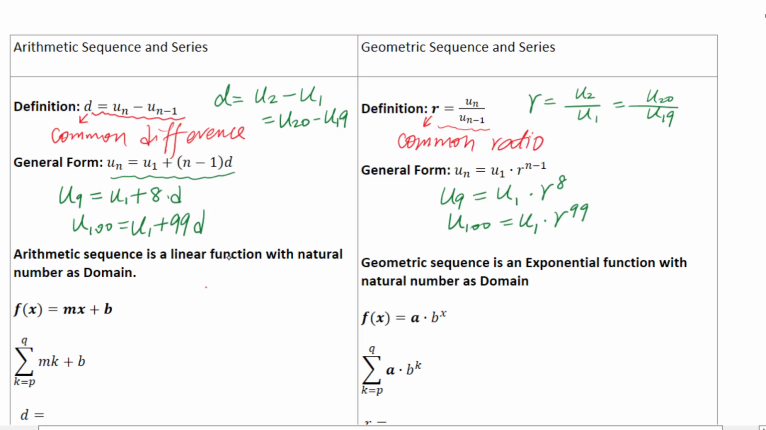An arithmetic sequence is a linear function with the natural numbers as the domain. So for this, x will be a natural number. Then this will be the arithmetic sequence. A geometric sequence is an exponential function with the natural numbers as the domain. When this x is a natural number, this will be the geometric sequence. The common difference will be the slope. The common ratio will be the base.